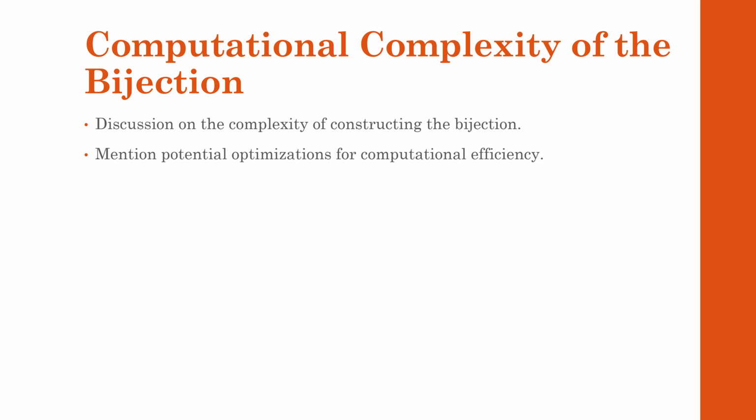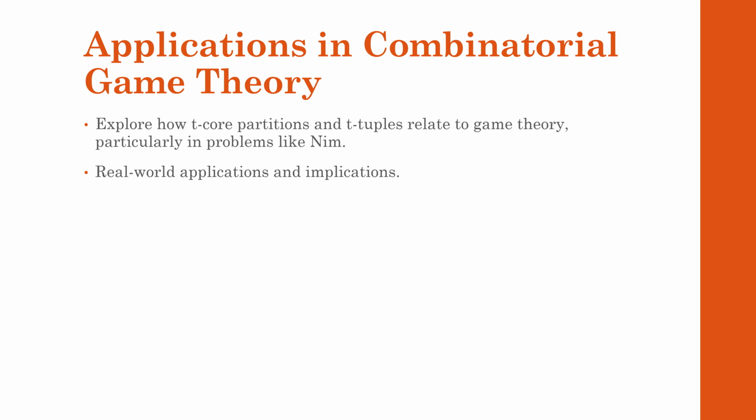Combinatorial complexity of the bijection. Discussions on the complexities. Construction of the bijection. Mention the potential optimization of computational efficiency. Applications in combinatorial game theory. Explore how T-core partitions and the T-tuples relate to game theory, particularly in games like NIM.